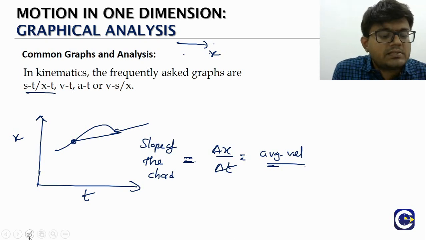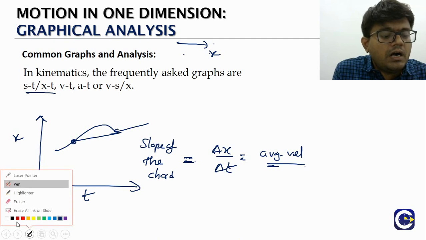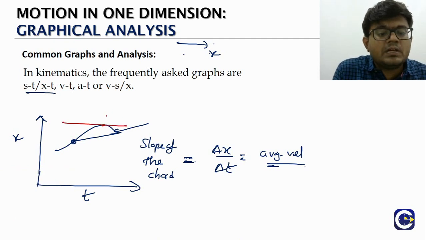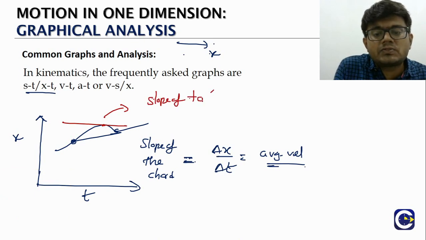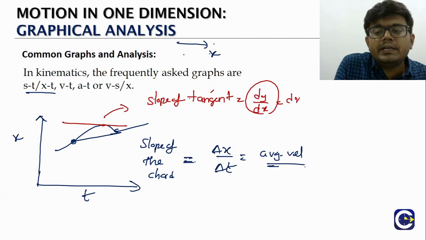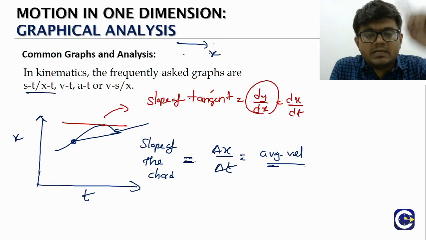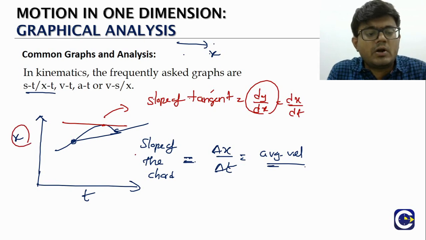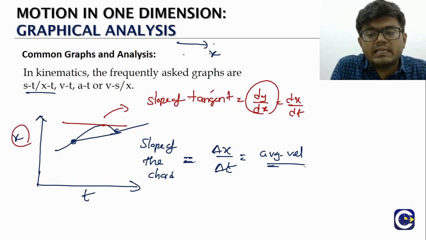Instead, at a particular point we draw a tangent to the curve. Let's say at this point we are drawing a tangent. What is the significance of the slope of the tangent? That is like our dy by dx, right? In this case, it is going to be dx by dt, because in the usual graph we have the y coordinate and x coordinate. So here, on the y-axis we are plotting the position. Don't think that this x and this x are the same.